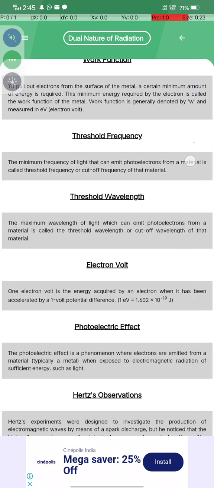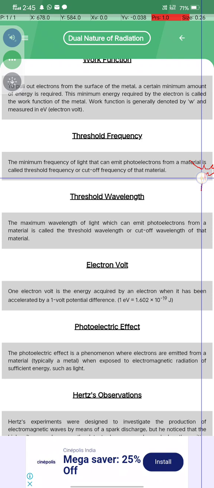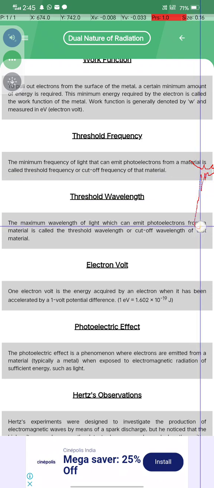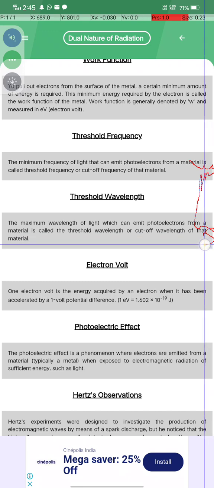What is threshold frequency? The minimum frequency of light that can emit photoelectrons from the material is called the threshold frequency or cut-off frequency of that material. What is threshold wavelength? The wavelength of light which can emit photoelectrons from the material is called the threshold wavelength or the cut-off wavelength of the material.